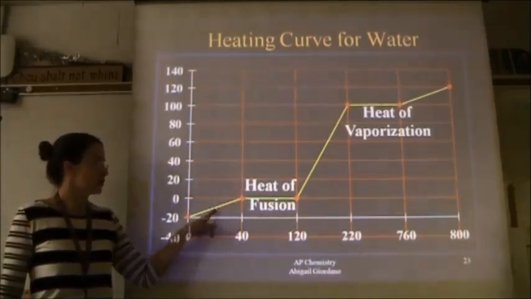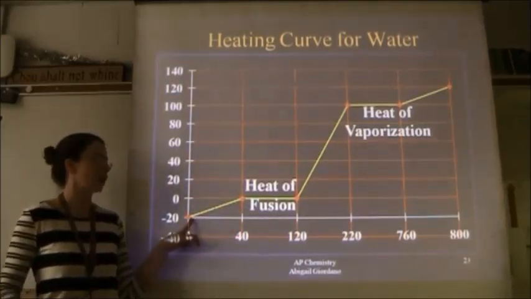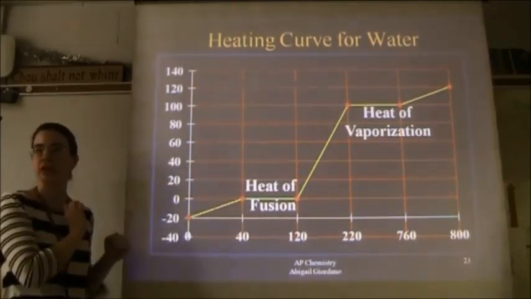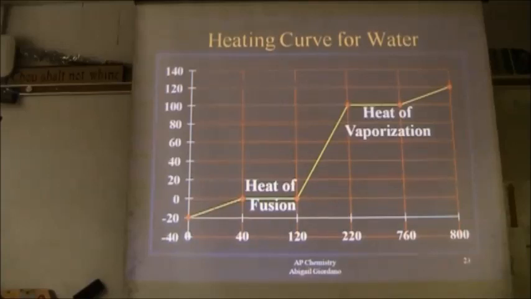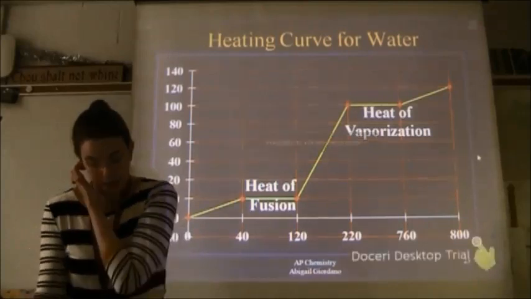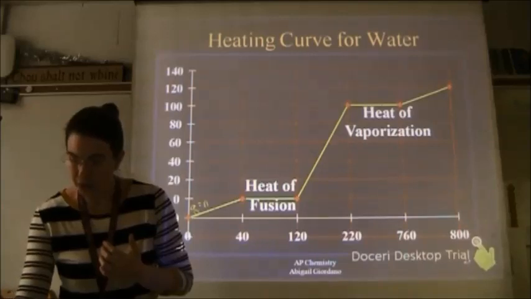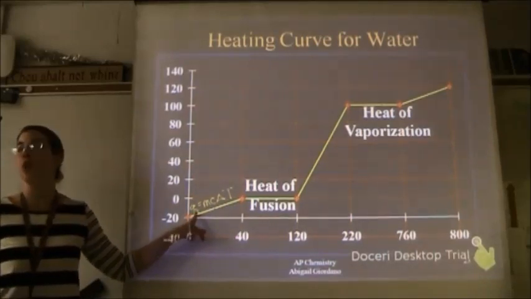Now, let's look at this first slant right here. Let me ask it this way: from here to here, is the temperature changing? Yes or no? Yes. Do you know an equation from long ago that involves heat and a change in temperature? MCAT! You got it. Okay. And that is the exact equation that you would use on this part.